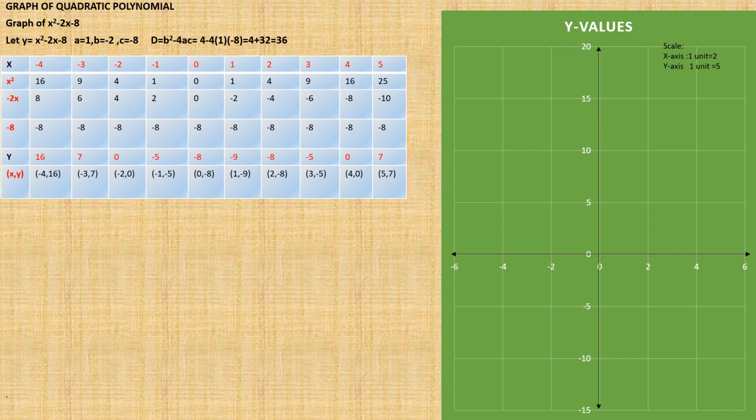After taking the scale, you have to plot all the points, whatever you got in this. So I will plot the points. Minus 4, 16, and then minus 3, 7, then minus 2 comma 0. Minus 2 comma 0 means x is minus 2, y is 0, a point on the x-axis. And then minus 1, minus 5, and then 0, minus 8, then 1, minus 9, then 2, minus 8, 3, minus 5, 4 comma 0 on the x-axis, and 5 comma 7.